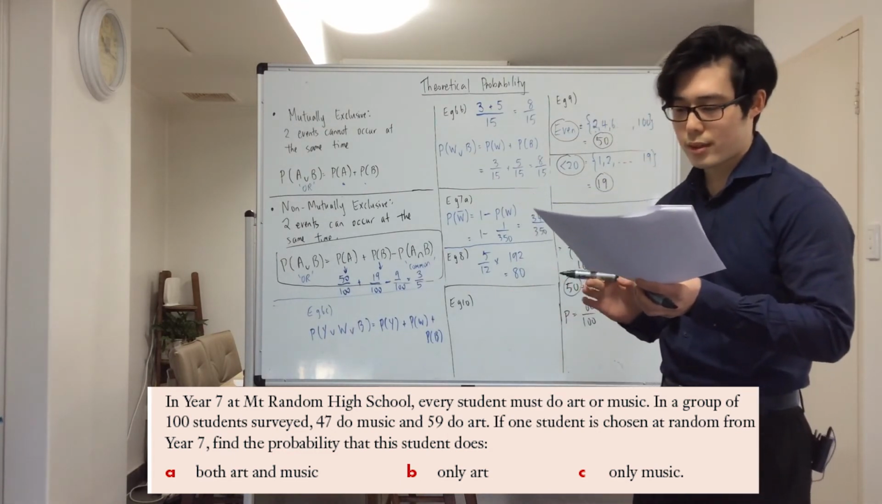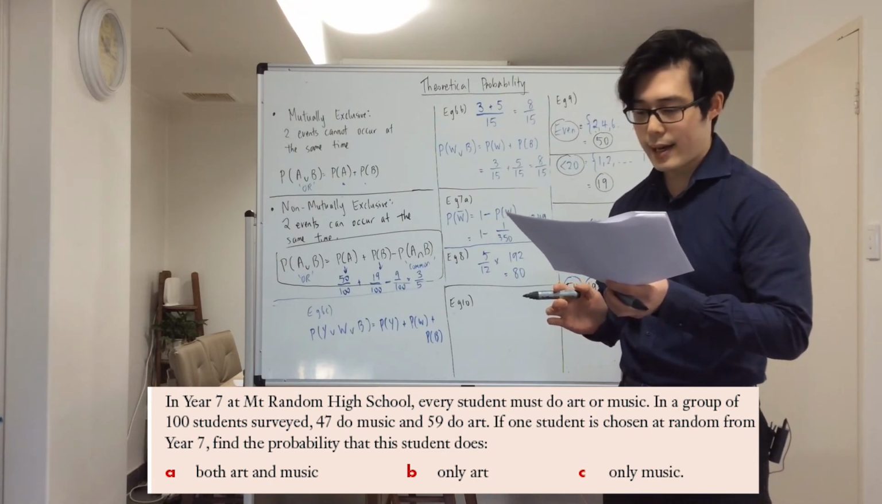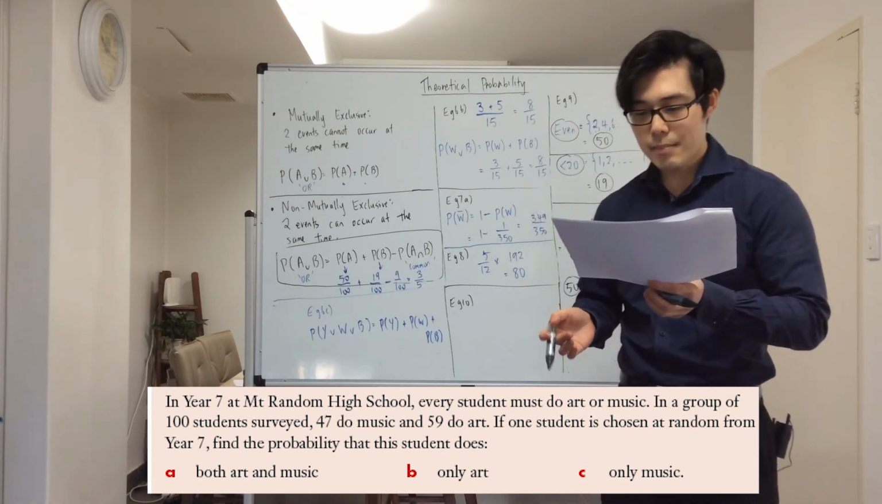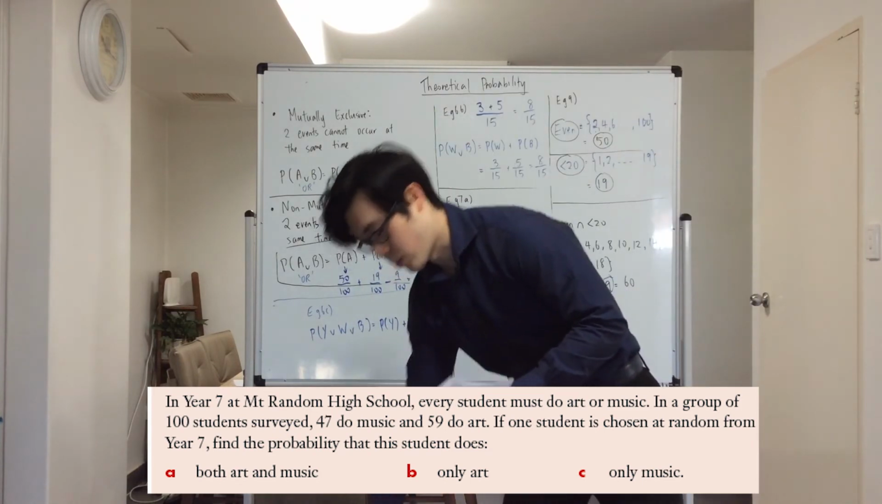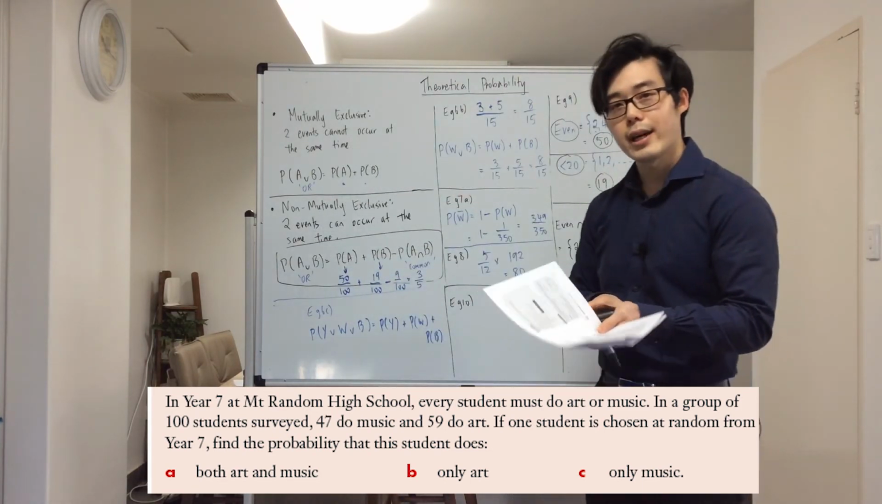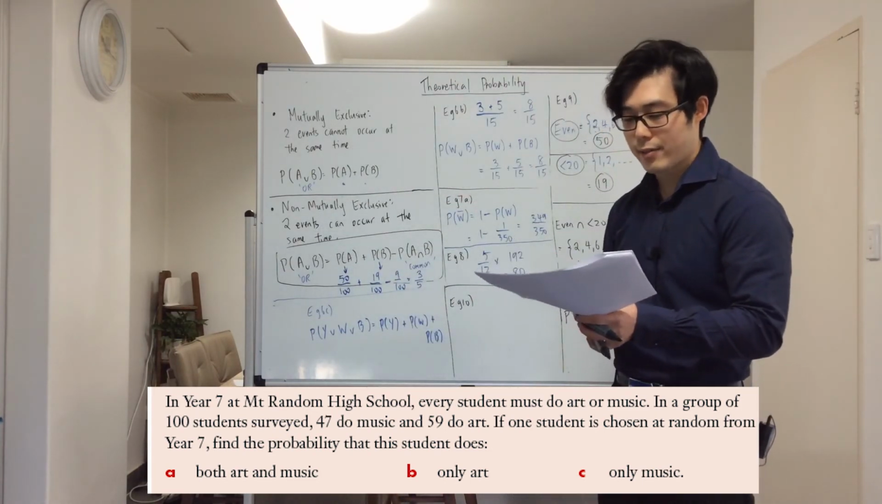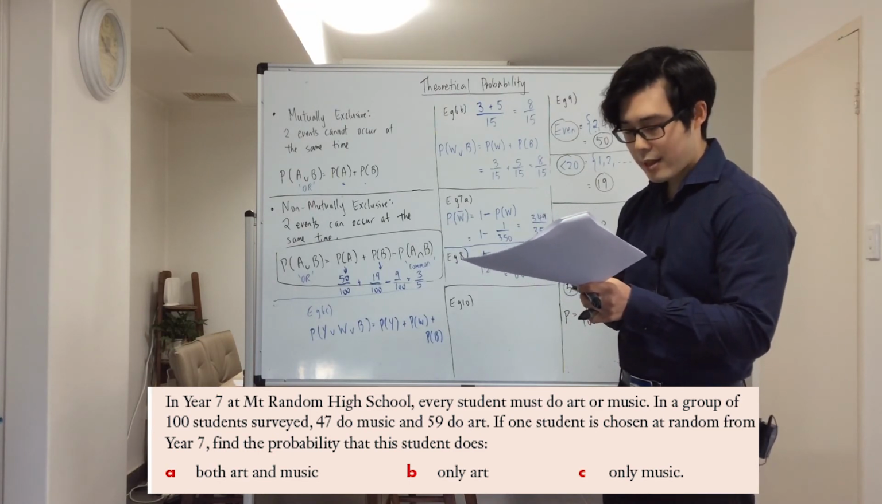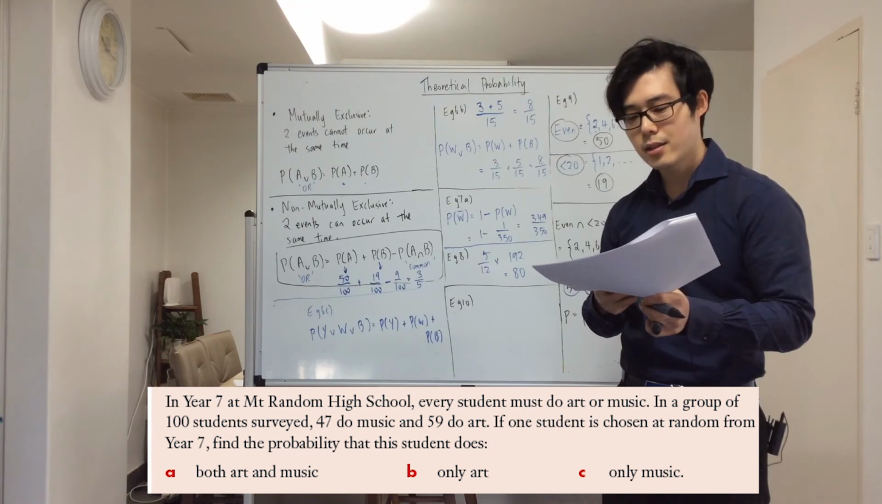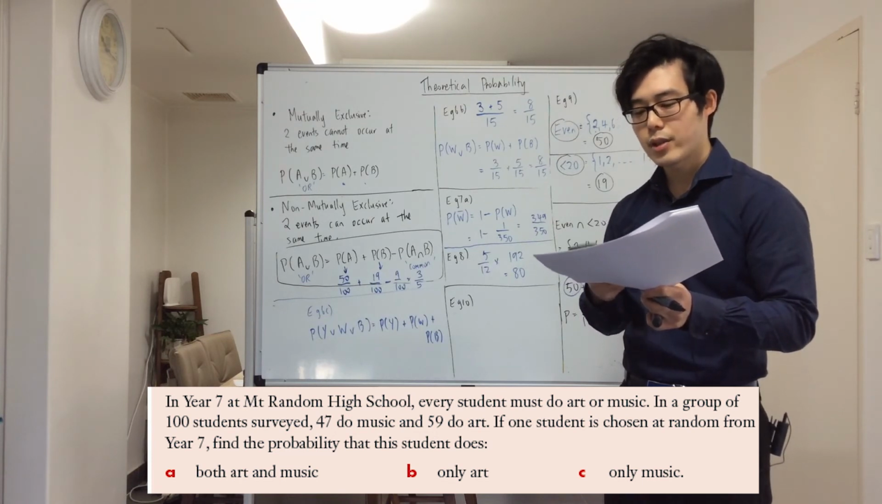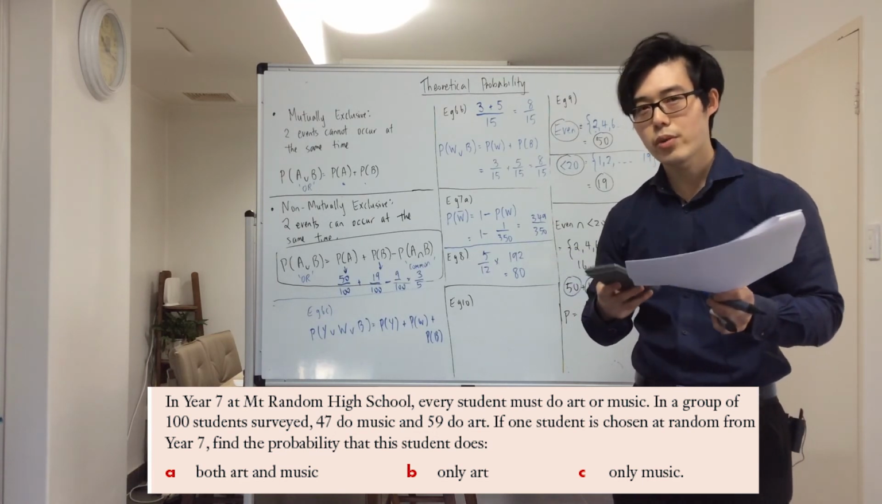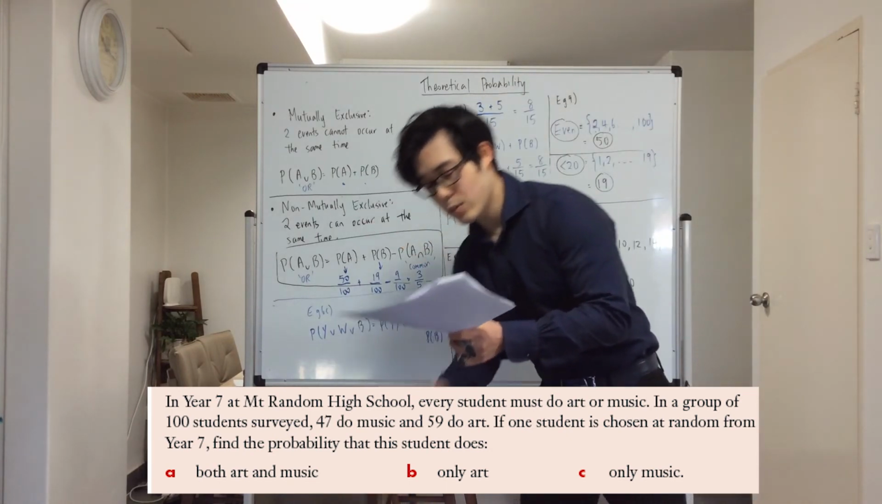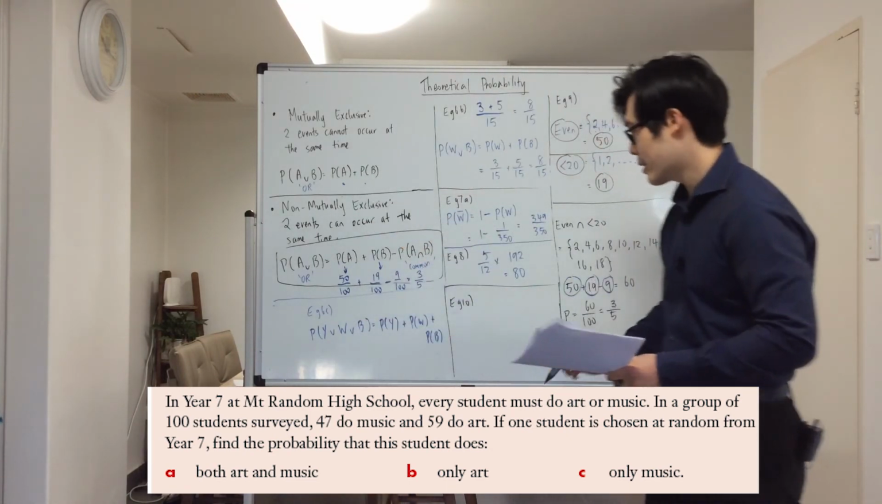Okay, in order to do this question, you need to draw a Venn diagram, okay? Because the first thing you should notice, what should give you an idea that it's a Venn diagram? If you do 47 plus 59, that's 106. That's more than 100 students surveyed. So as soon as you add the numbers and it's more than the number of people surveyed, that's when you know you have to draw a Venn diagram. Okay, and here's how you do it.